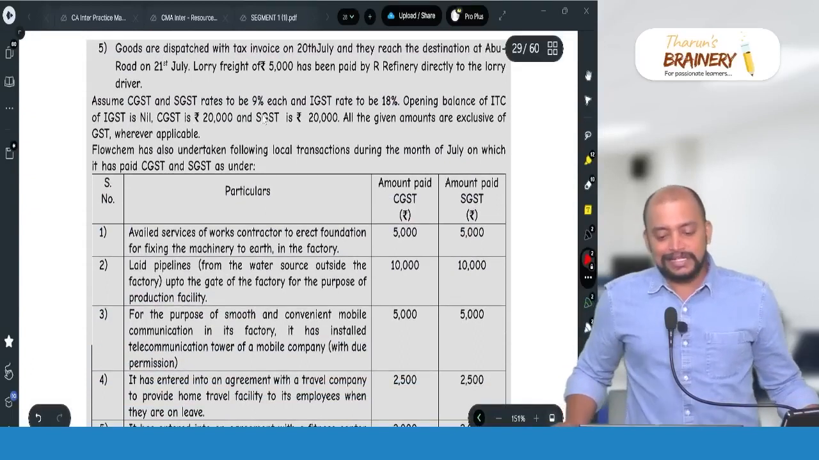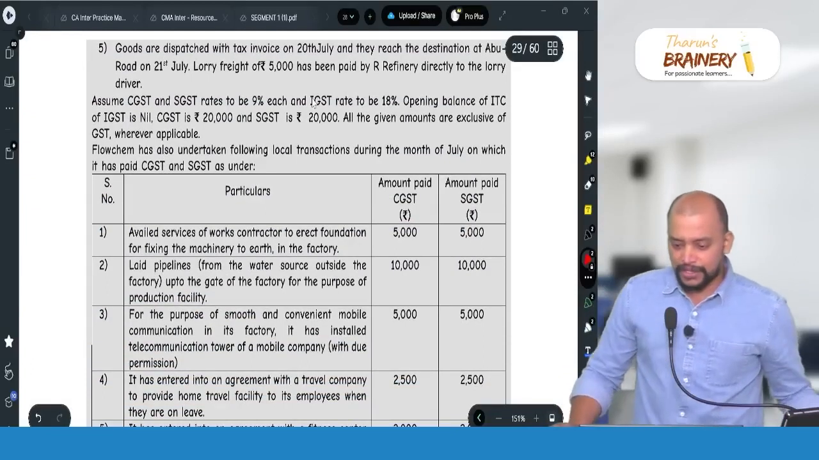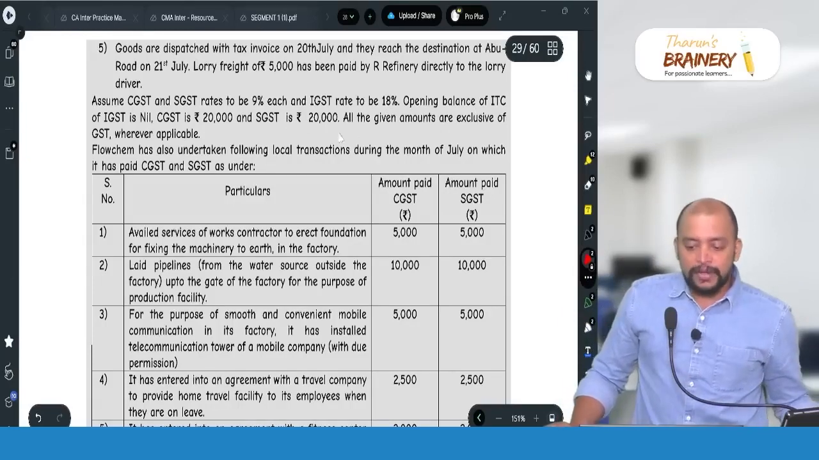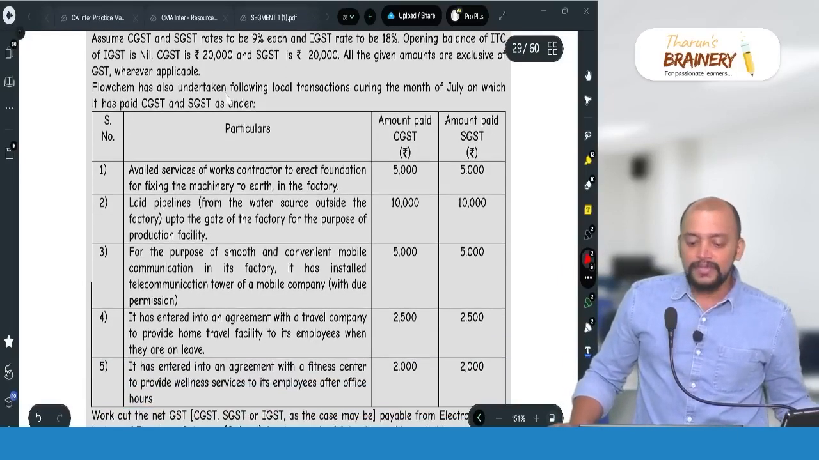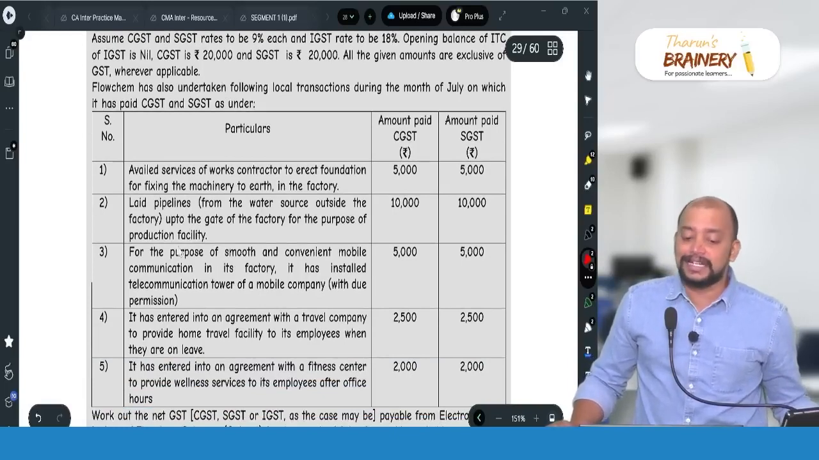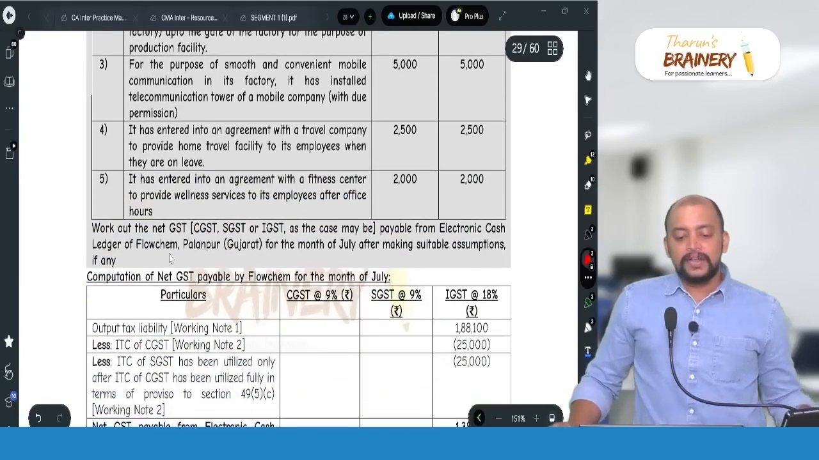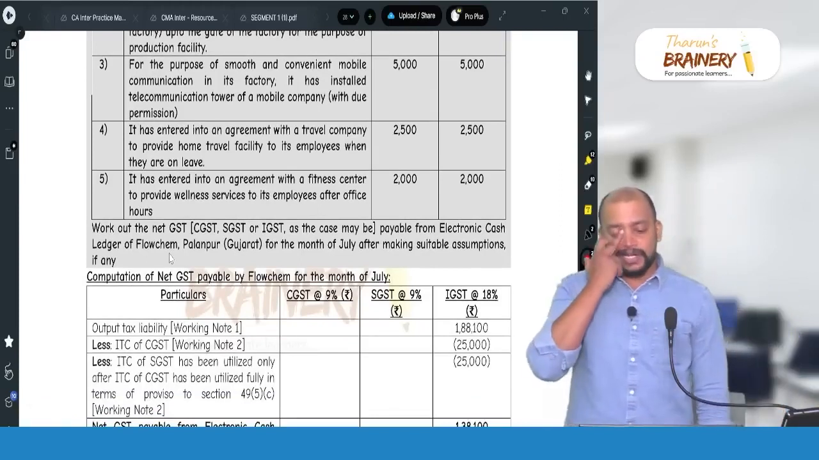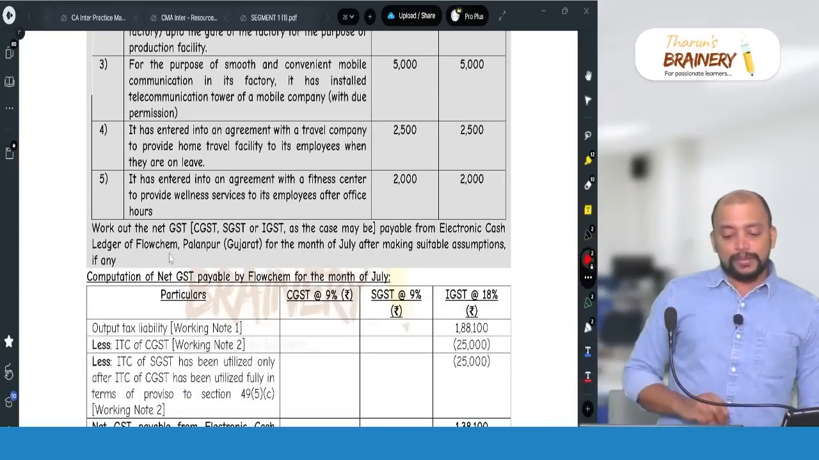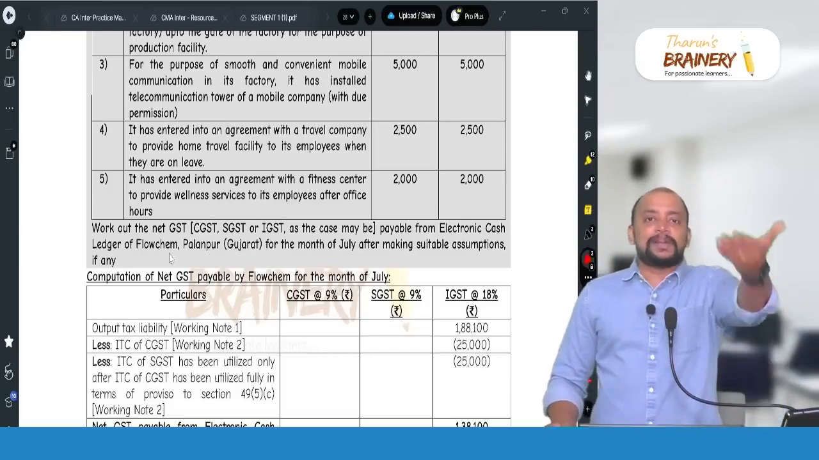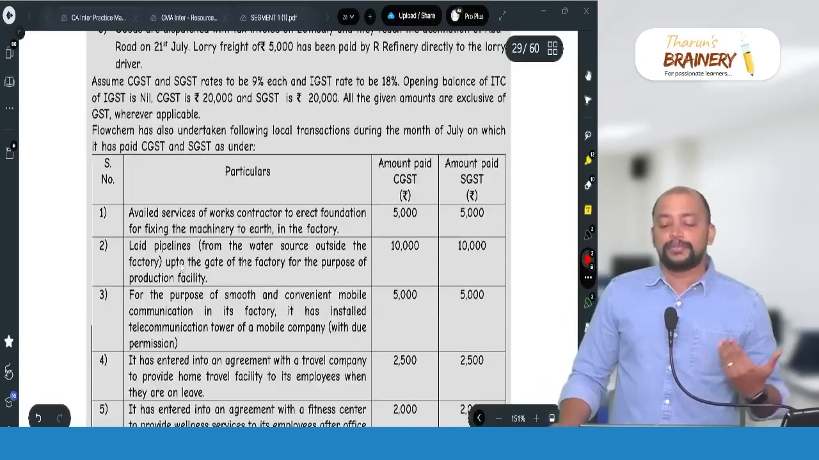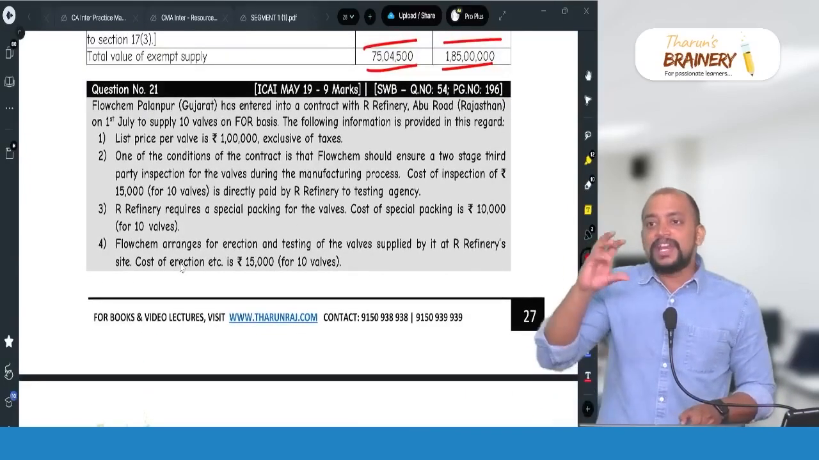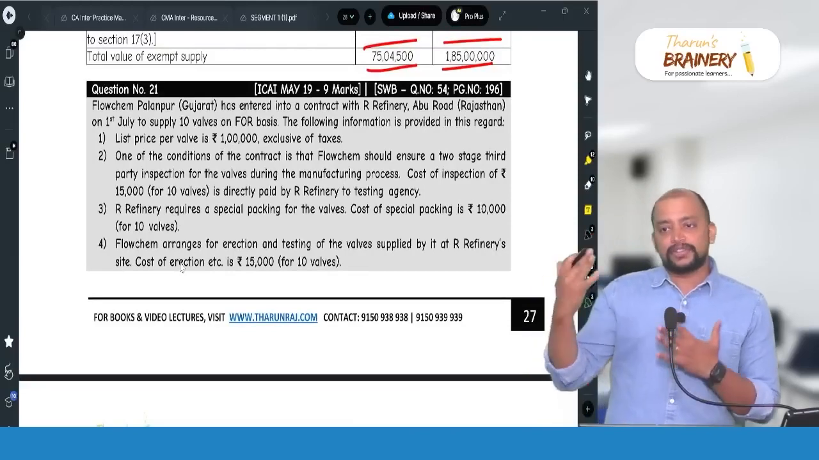Assume CGST and SGST rates be 9% each. Opening balance of ITC is given. All given amounts are exclusive of GST. Then they also gave the purchase details. Work out the net GST liability payable from electronic cash ledger after making suitable assumptions. Like this, when they give outward supply data and inward supply data and ask us to compute the net GST liability, this is like a mini version of that 14 marks question.